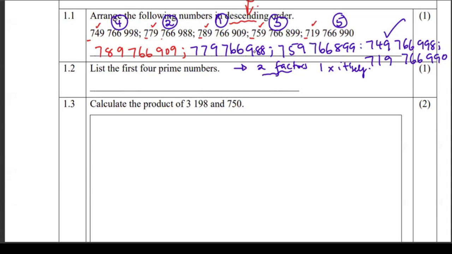So the first prime number is a 2, okay? The next prime number is a 3, followed by a 5, followed by a 7. So those are the first 4 prime numbers. Now remember, 1 is not a prime number, and then 1 is not a composite number. Okay, so 1 does not fall between the 2.